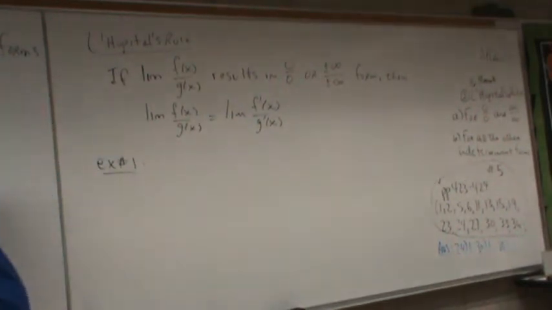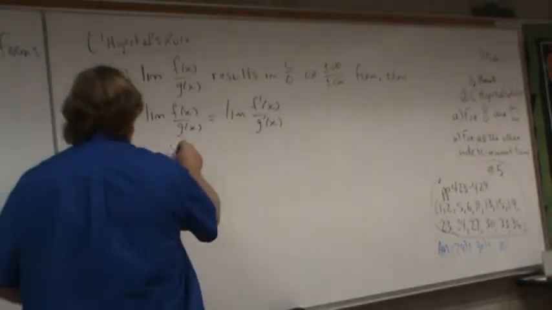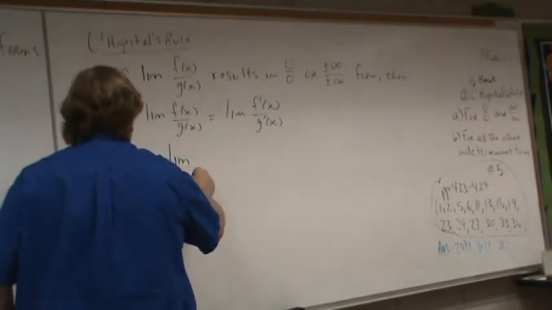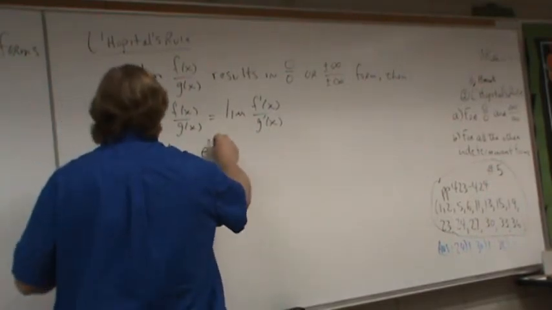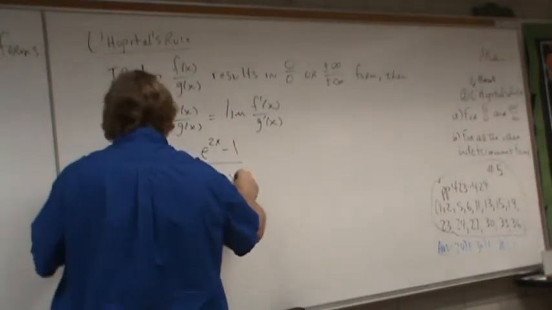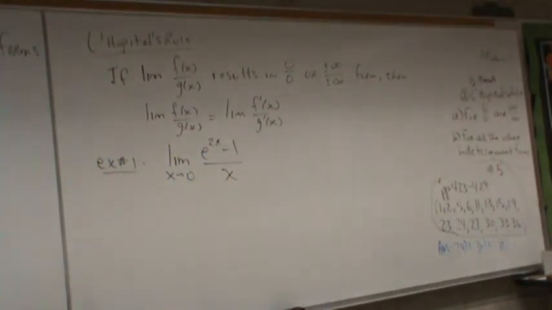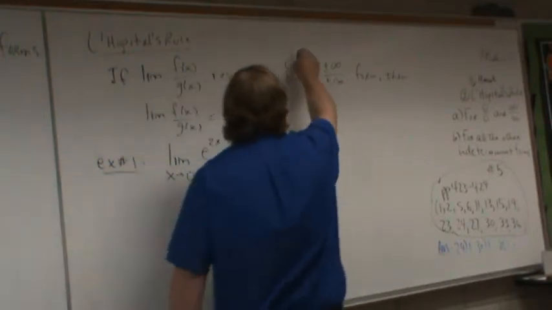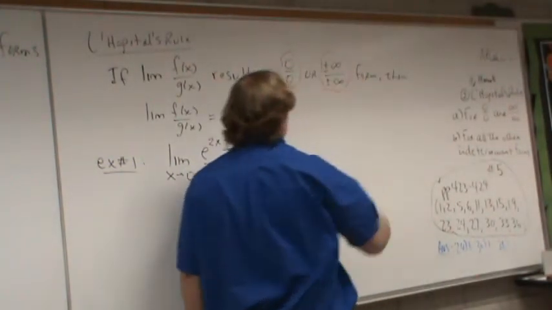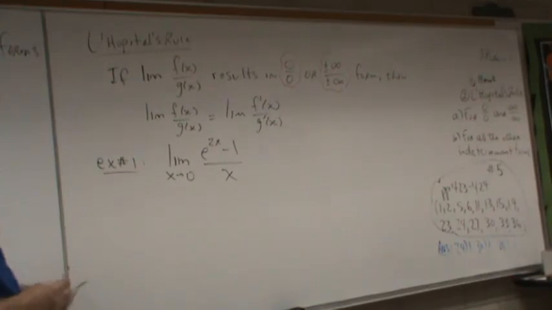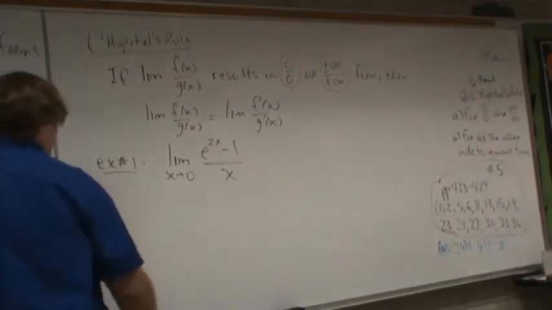Let me show you an example. What if I have the limit as x approaches 0 of e to the 2x minus 1 over x? Well, the first thing we do is check, is it one of those indeterminate forms, 0 over 0 or infinity over infinity? That's our first thing we check. You tell me, is this one of those two indeterminate forms?